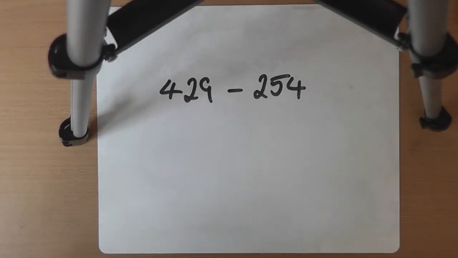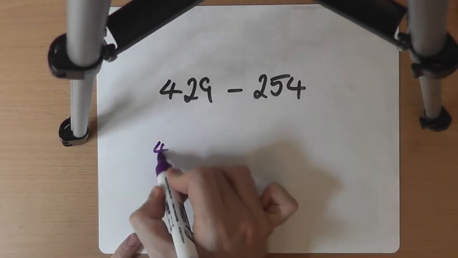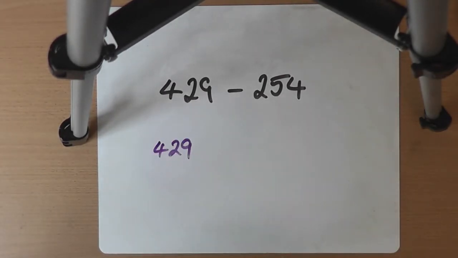The first option open to us is to start with the 429. We have to start with the 429 because that is the one that's first in the subtract. We are starting at 429 and then we are going 254 back. It is a misconception to say that we are starting with the 429 because it's the bigger one. We are starting at 429 because it's there first. It's the one that's first in the question, so we have to start with that one.